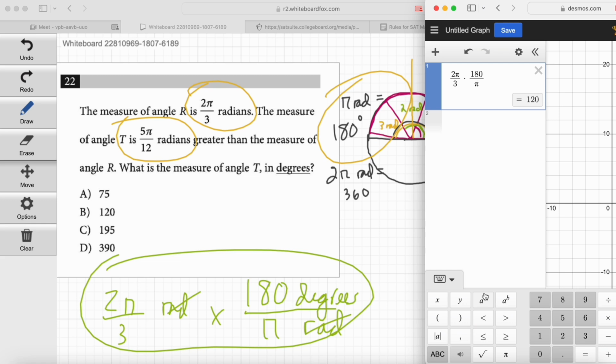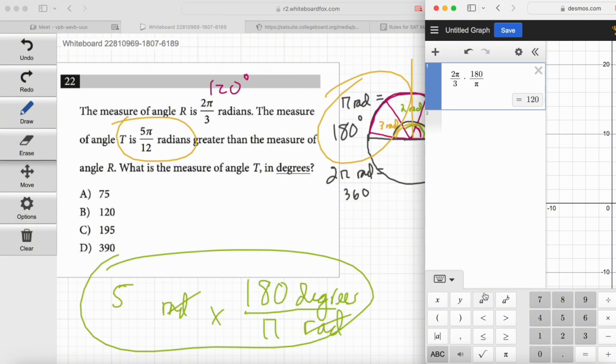There we go. And do you see what that gives us? Yes, I do. 120. 120 degrees. So I'm just going to make a note of that here. That value is 120 degrees. This question is going to be so much easier once we're dealing with degrees. And then it says angle T is 5 pi over 12 radians greater than the measure of angle R, which is 120 degrees. That's still confusing. Let's turn 5 pi over 12 radians into degrees. So really we're just changing the radians here. That's going to be a very similar operation.